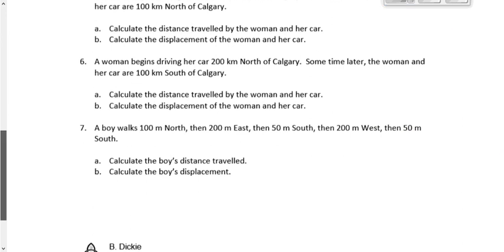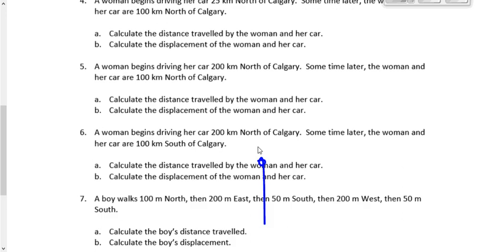That's okay. 7 says, a boy walks 100 to the north, 200 to the east, 50 to the south, 200 to the west, and 50 to the south. What's the boy's distance traveled? That's an easy question, isn't it? Distance? How do we figure that out? We just add everything up. Do we have to pay attention to east, south, west? Nope, because distance is a scalar. Direction doesn't matter. So the distance here, when we add all those up, is just going to be 600 meters.